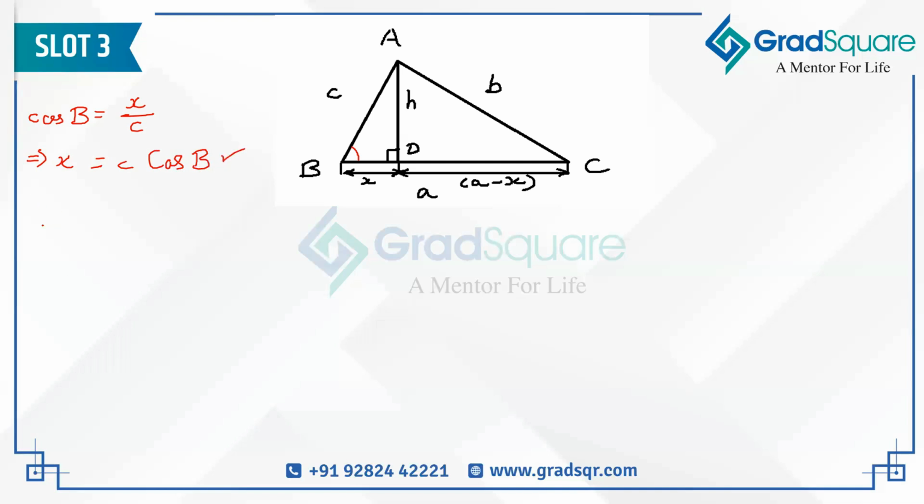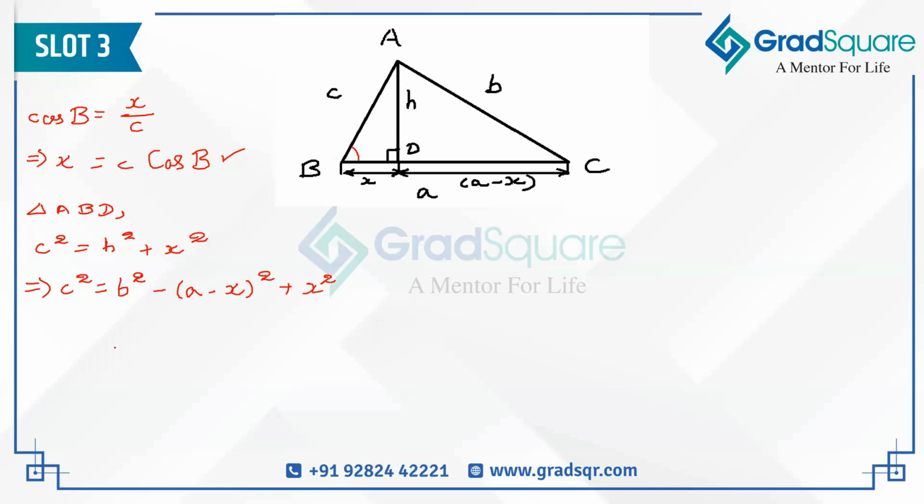While we're holding on to this, let me again consider triangle ABD, in which by applying the Pythagoras theorem, we can say that c square is equal to h square plus x square. Now, if I look at triangle ADC, even in triangle ADC, h is one of the sides, which means by applying the Pythagoras theorem in triangle ADC, h square is b square minus (a minus x) the whole square. So I'm replacing h square with b square minus (a minus x) the whole square.